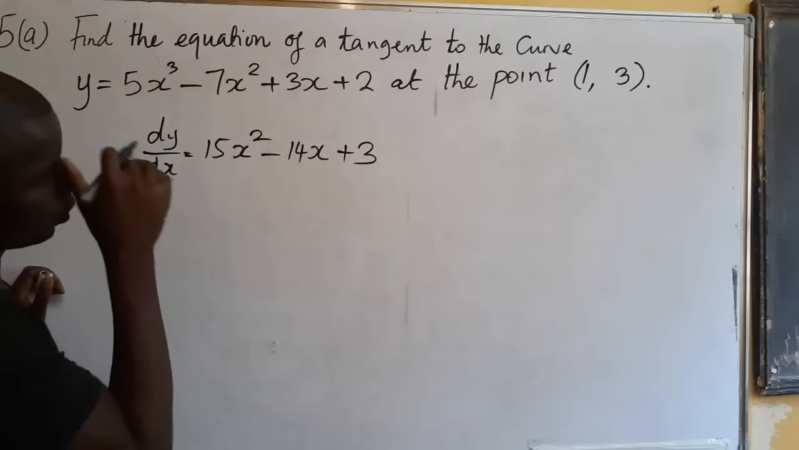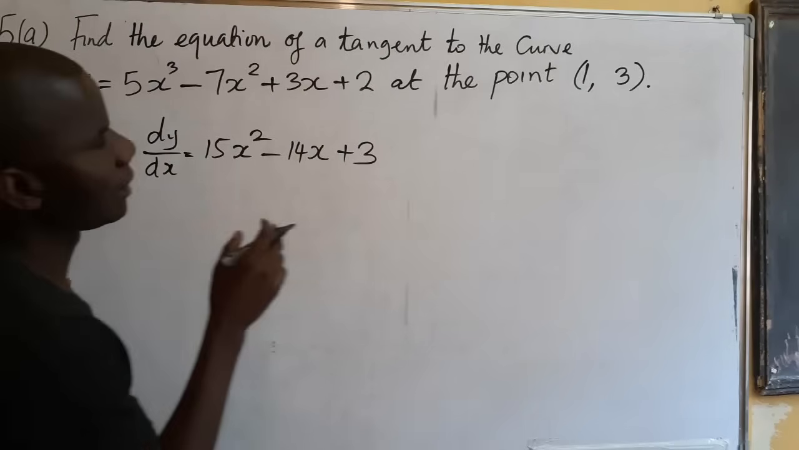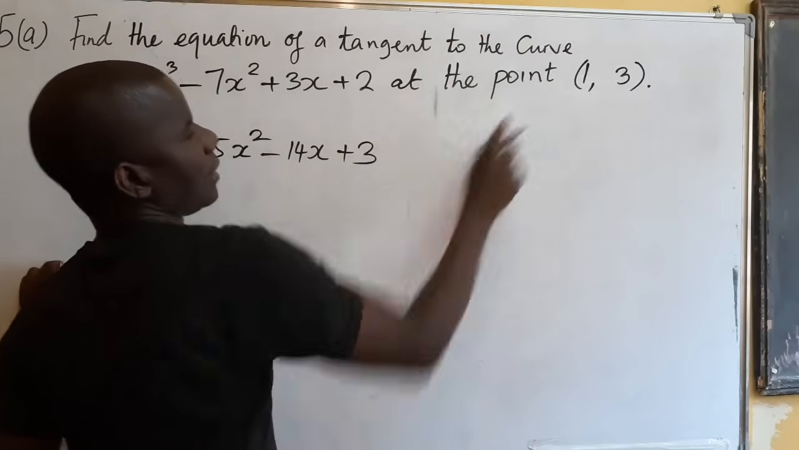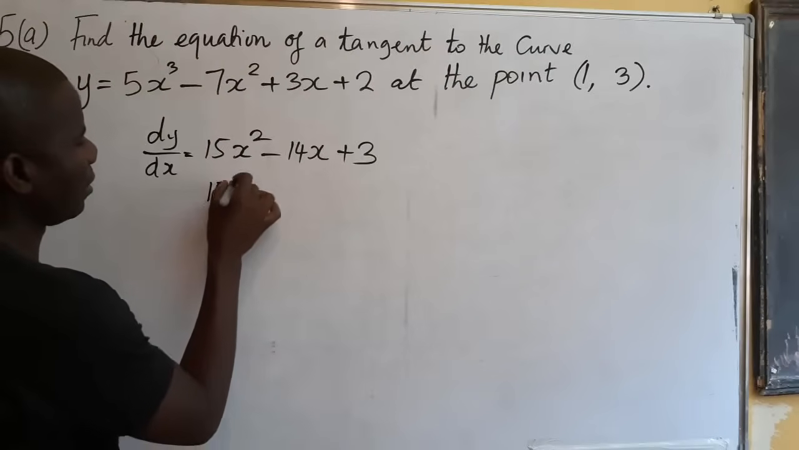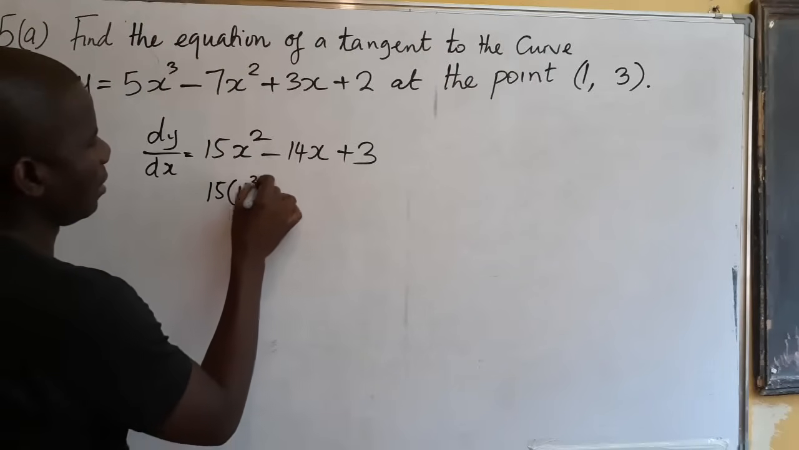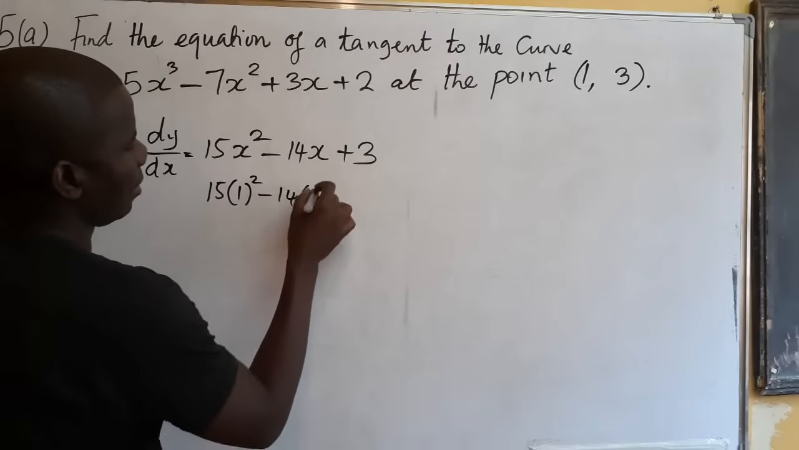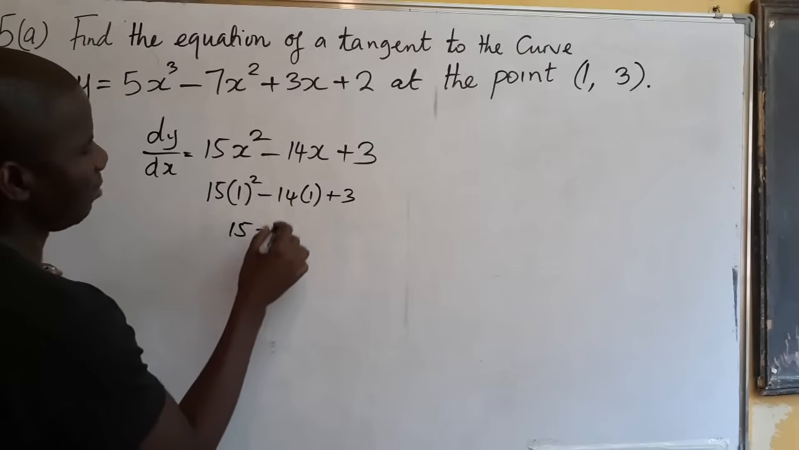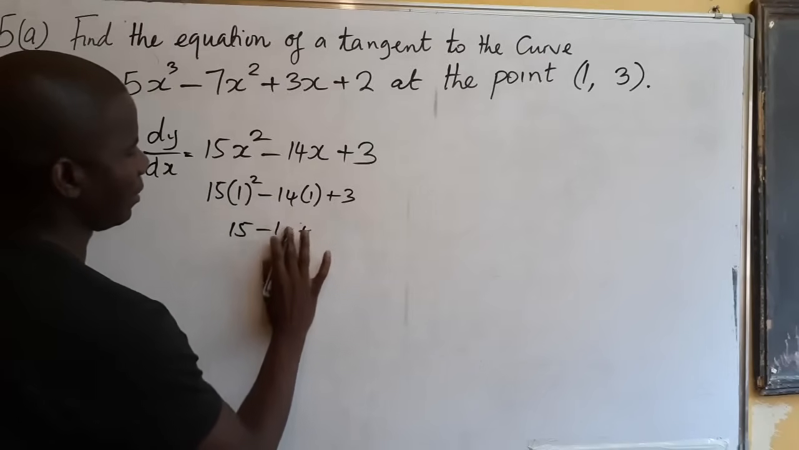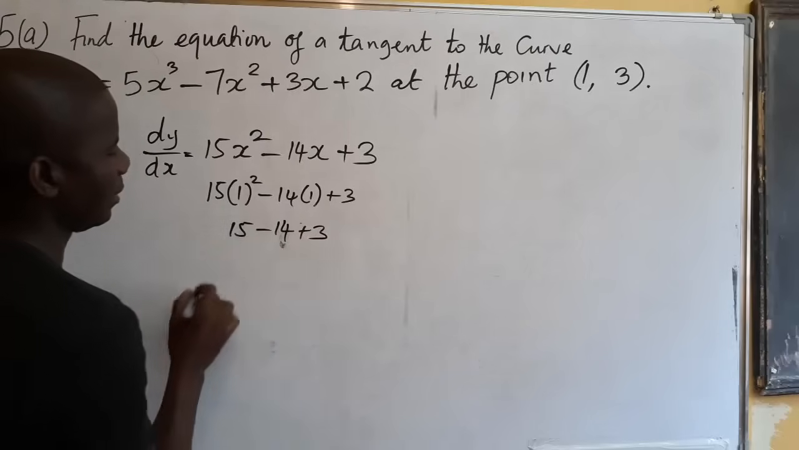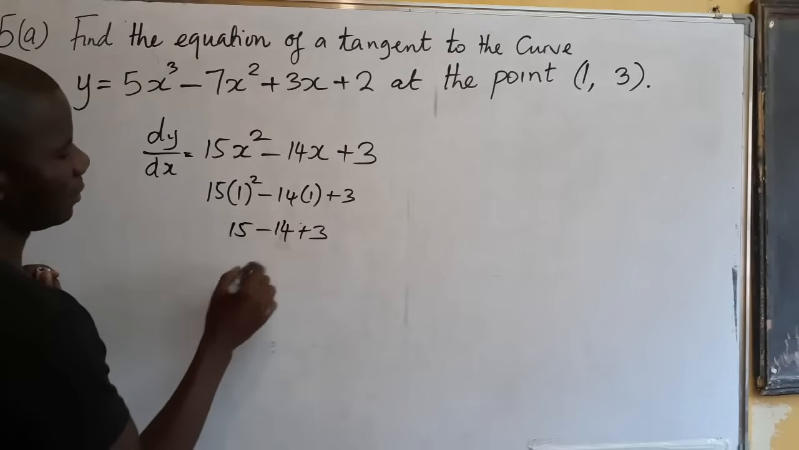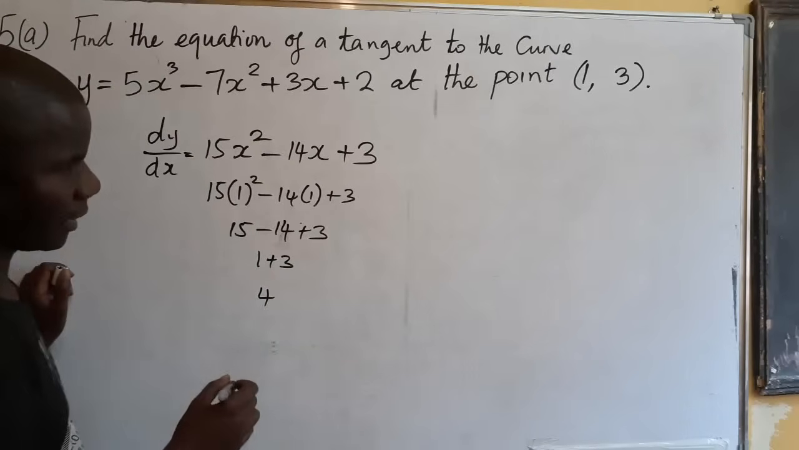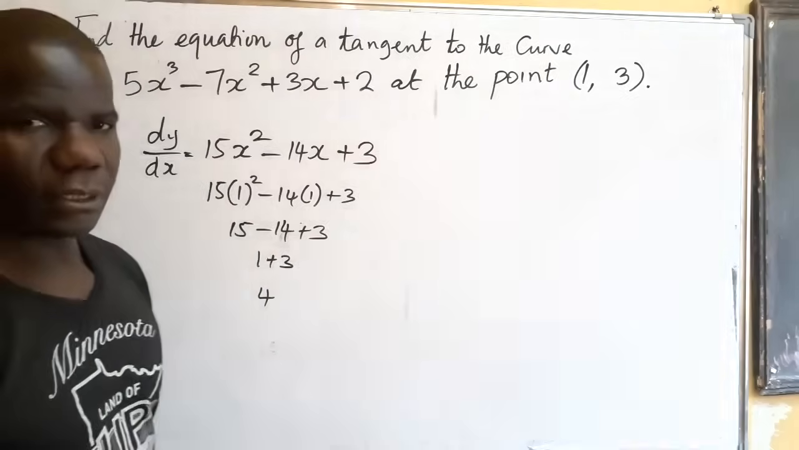So now, here we need to find the actual gradient. So what are we supposed to do? Where there is x, we need to put what? Where there is x, we need to put 1. This is the x coordinate. So we put 1. So this will still be the same as what? 15 minus 14 plus 3. What do we get here? This is going to give us 1 plus 3, we get 4. So 4 is our gradient.